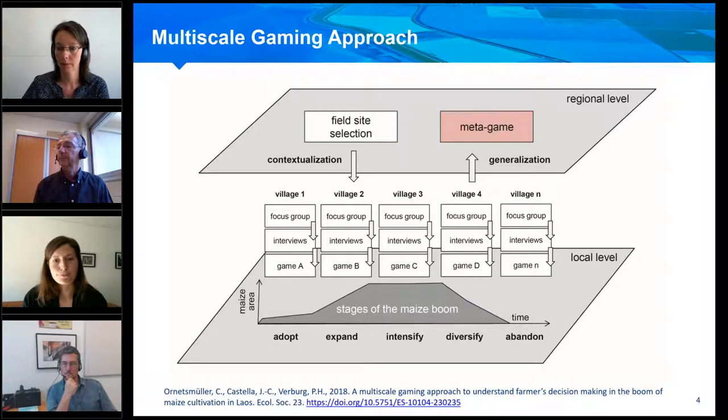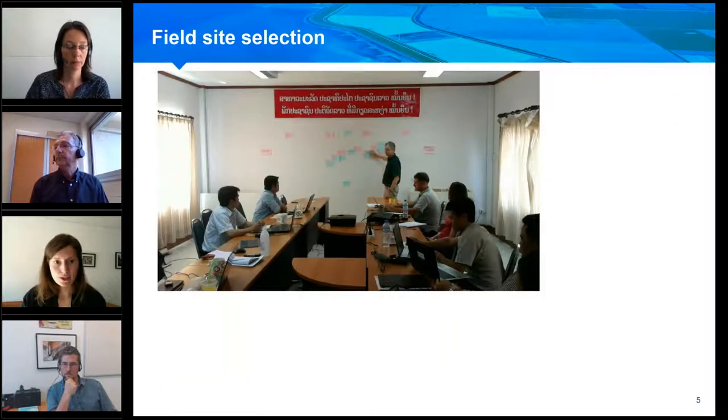So let's dive into it. The field site selection we made was also done in a participatory way. We invited agricultural experts who were working in the EFICAS project that was dealing with the maize boom villages. We mapped them out along a gradient of land degradation and market integration in order to find out at what stage these villages probably are now, so that we can select some that help us to understand each decision phase from adoption, expansion to abandonment.